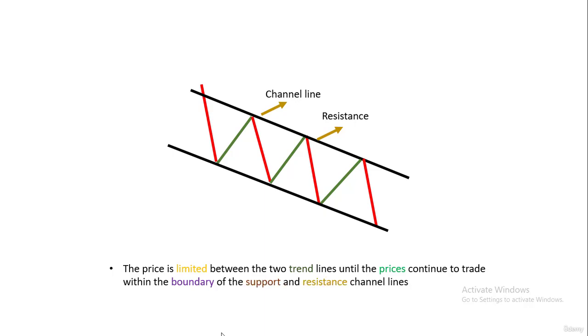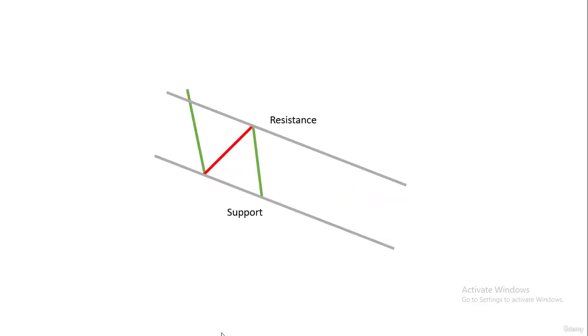When prices are not able to reach the support channel line, it is an indication of a change in trend. A price break above the resistance channel line is a further indication of a change in trend. A price break below the support channel line indicates the continuation of the bearish trend.